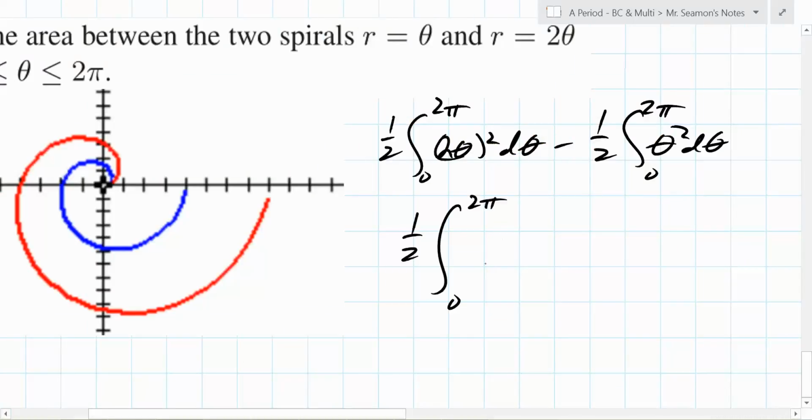It's 0 to 2 pi. It's going to be 3 theta squared d theta. And as far as I remember, I think it comes out to 4 pi cubed or something like that. Comes out to 4 pi cubed? Yeah, I think it does. Excellent. Okay, picture.